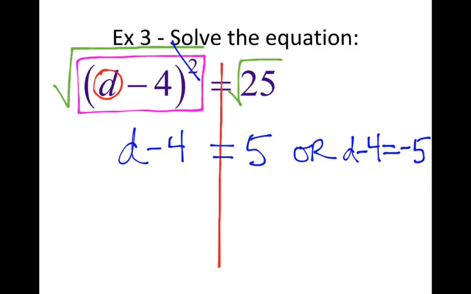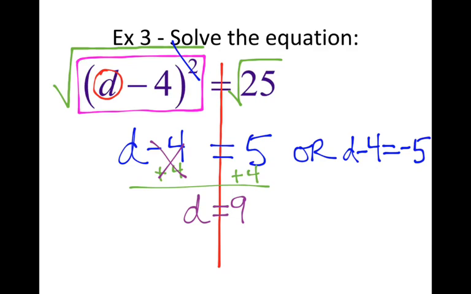Now, this is the first example we've done where we actually have to solve two equations, right? So let's just focus on one at a time. This d right here, how are we going to get that by itself? We're going to add 4. So we add 4, we add 4. We cancel the 4's out. We get d on the left, and we have 5 plus 4, which is 9 on the right. We've got our equal sign there. So one of our answers is going to be 9.